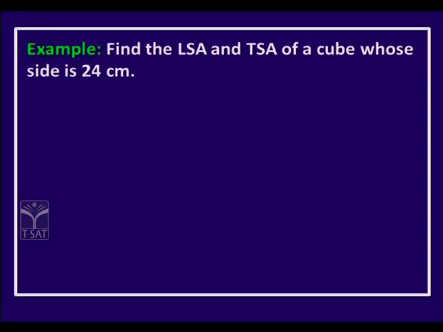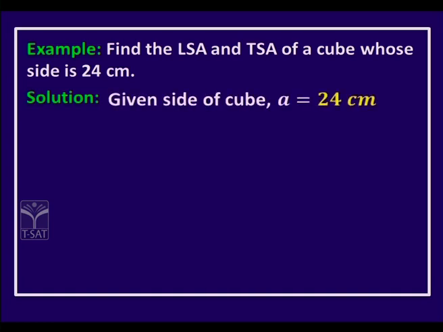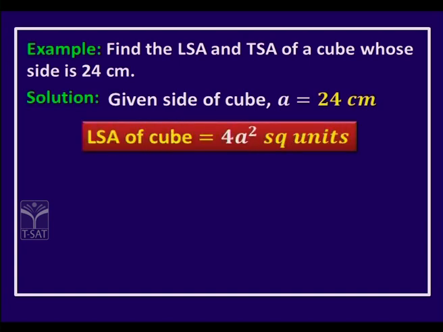Okay, children, let us see the example. Find the LSA and TSA of a cube whose side is 24 centimeters. Let us see the solution. So, first of all, let us write what is given to us, that is, side of cube a is 24 centimeters. Then, what is the LSA of cube formula, children? Yes, it is 4a² square units. Now, we will substitute the value of a in this formula.